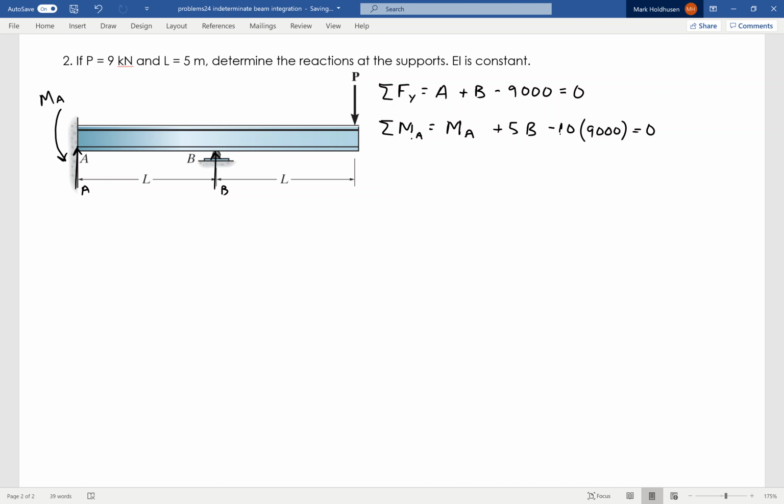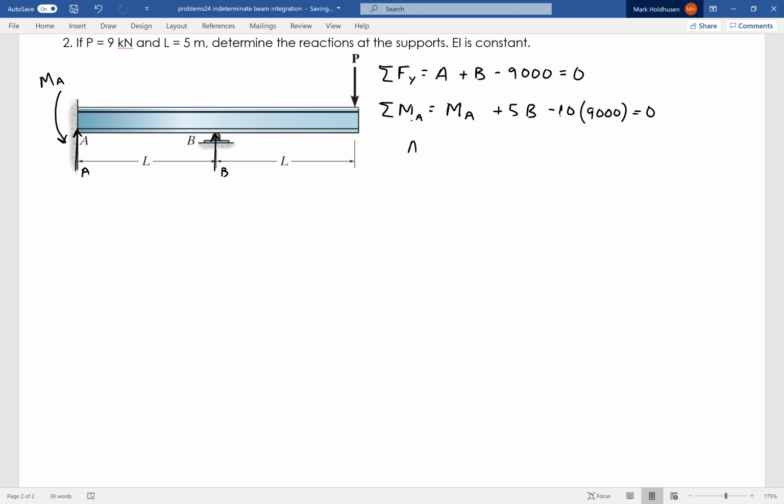Okay, so cleaning these up a little bit, I'm going to get two equations. I'm going to get A plus B equals 9,000, and I'm going to get the moment at A plus 5B equals 90,000. So I have two equations but three unknowns, which means I need to figure some stuff out.